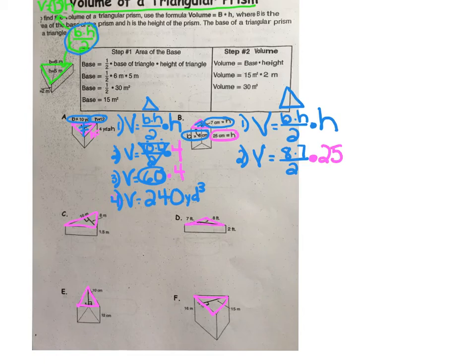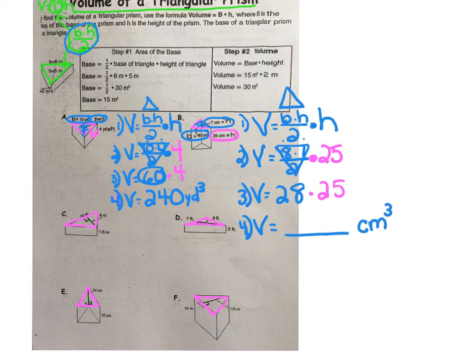Take a moment and calculate the volume, starting with the area formula. 8 times 7 is 56 divided by 2. You should have gotten 28. Now take that 28 and multiply by 25. Whatever you get, make sure and label it centimeters cubed.